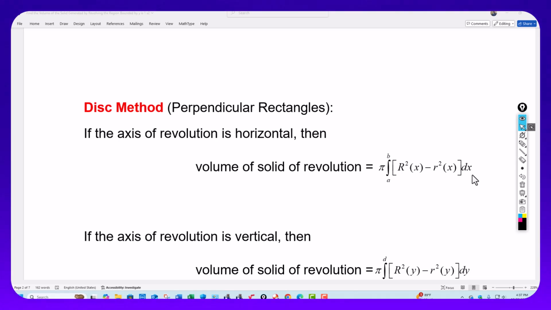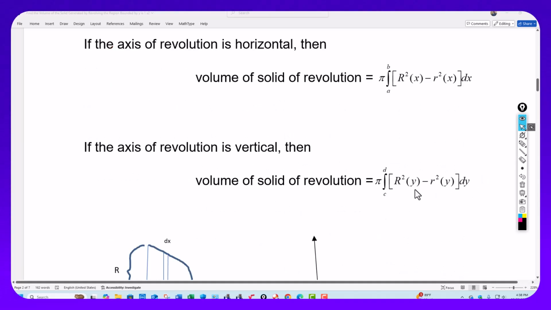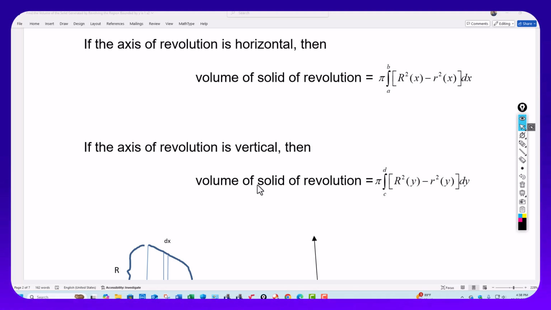Pi times the radius squared, pi r squared, h, height. In this case, we're using dx, or if you're doing a rotation about the y-axis, then this would be dy, and you have this formula. The axis of revolution is vertical, and the volume is given by this. Pi, c to d, these would be limits of integration along the y-axis.